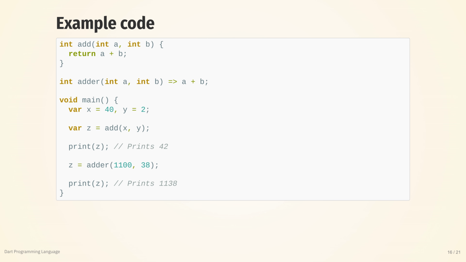In main that we have below that, we can see that we create the variables x and y, and then z will be the result of adding x and y, and we print that out, and then z will be the result of calling adder with 1138, and that will print out 1138.